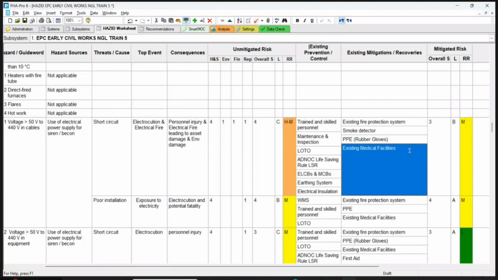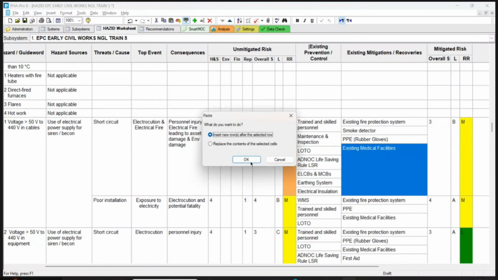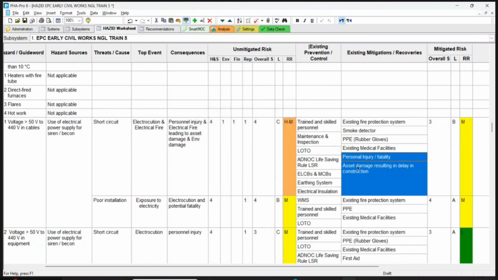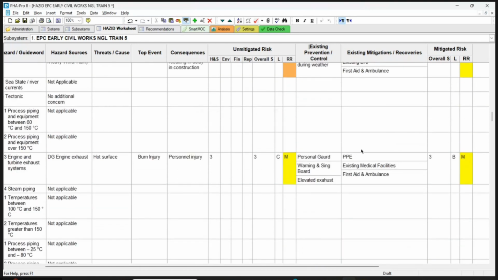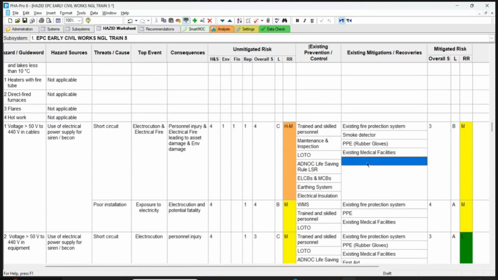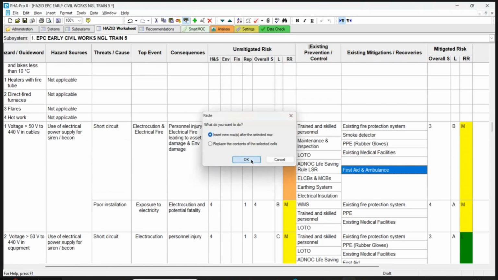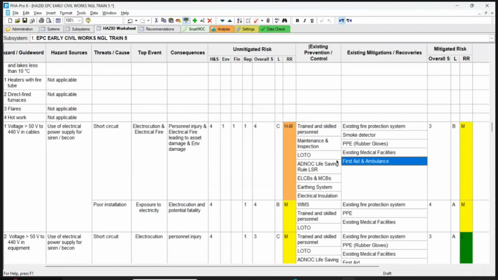You put first aid and ambulance. First aid and ambulance is to be there. Okay, guys, so no problem. 4B, yes. 4B, correct.